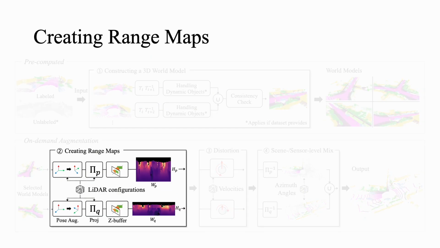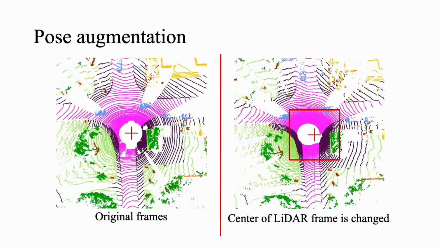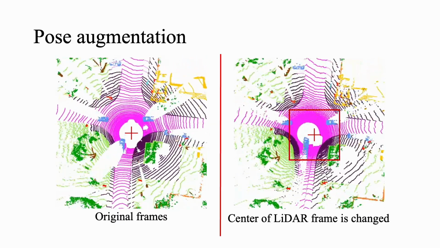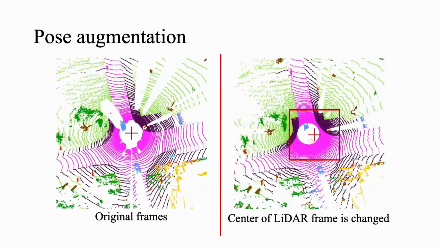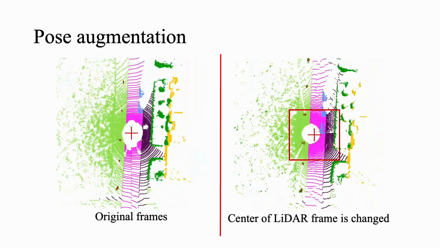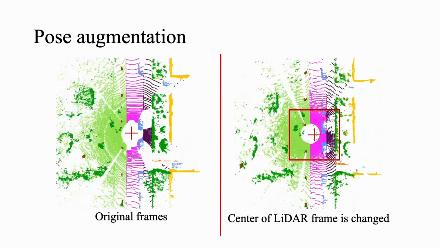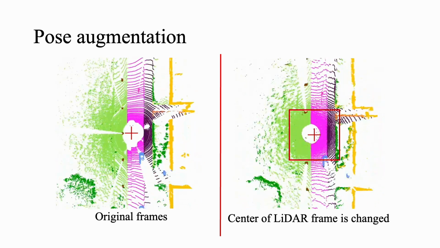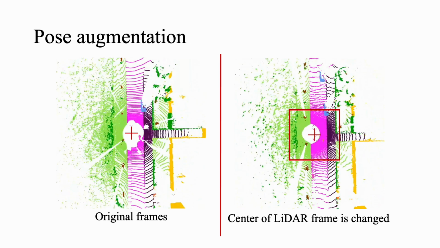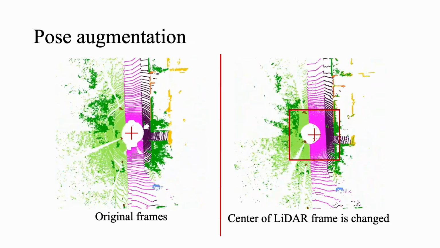The next step is creating the range map with random LiDAR configuration with pose augmentation. The LiDAR dataset provides a fixed trajectory that cannot be altered. However, since we have already reconstructed the 3D world model, we can generate LiDAR scans as if they were captured from arbitrary poses. Our proposed pose augmentation is simple. We translate the frames from the center to the desired pose before projecting them into the range map. The video demonstrates the difference between when the pose augmentation is applied or not.